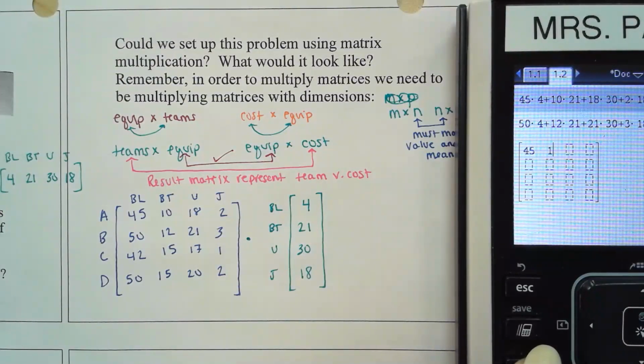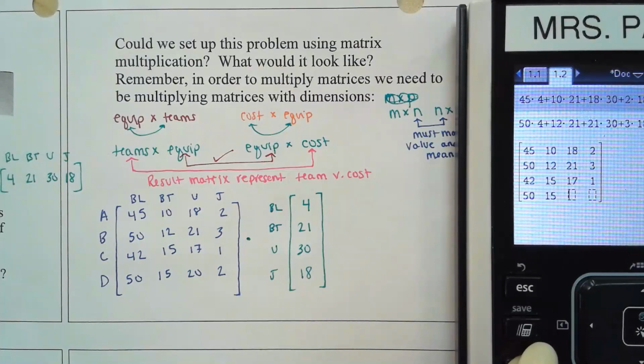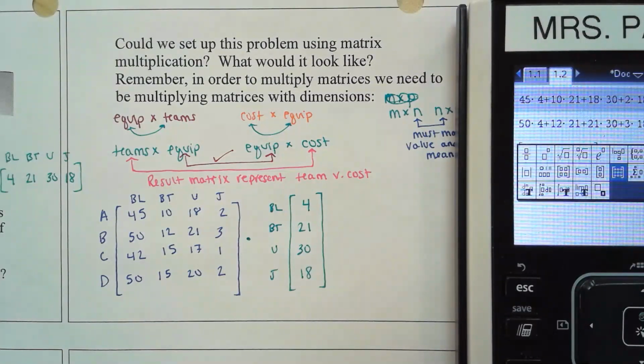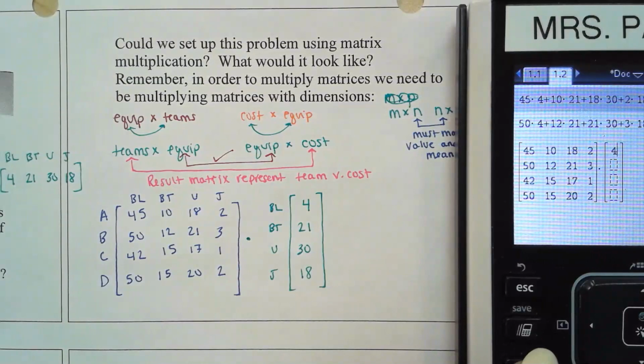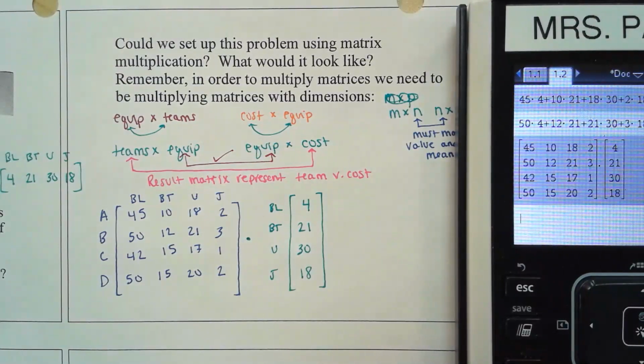Remember to hit your tab button between so that it just moves you around the matrix in, I think, a pretty organized order. And I'm going to multiply that by a matrix that is 4x1. And that's a 4, 21, 30, 18. Oh, geez. There we go.